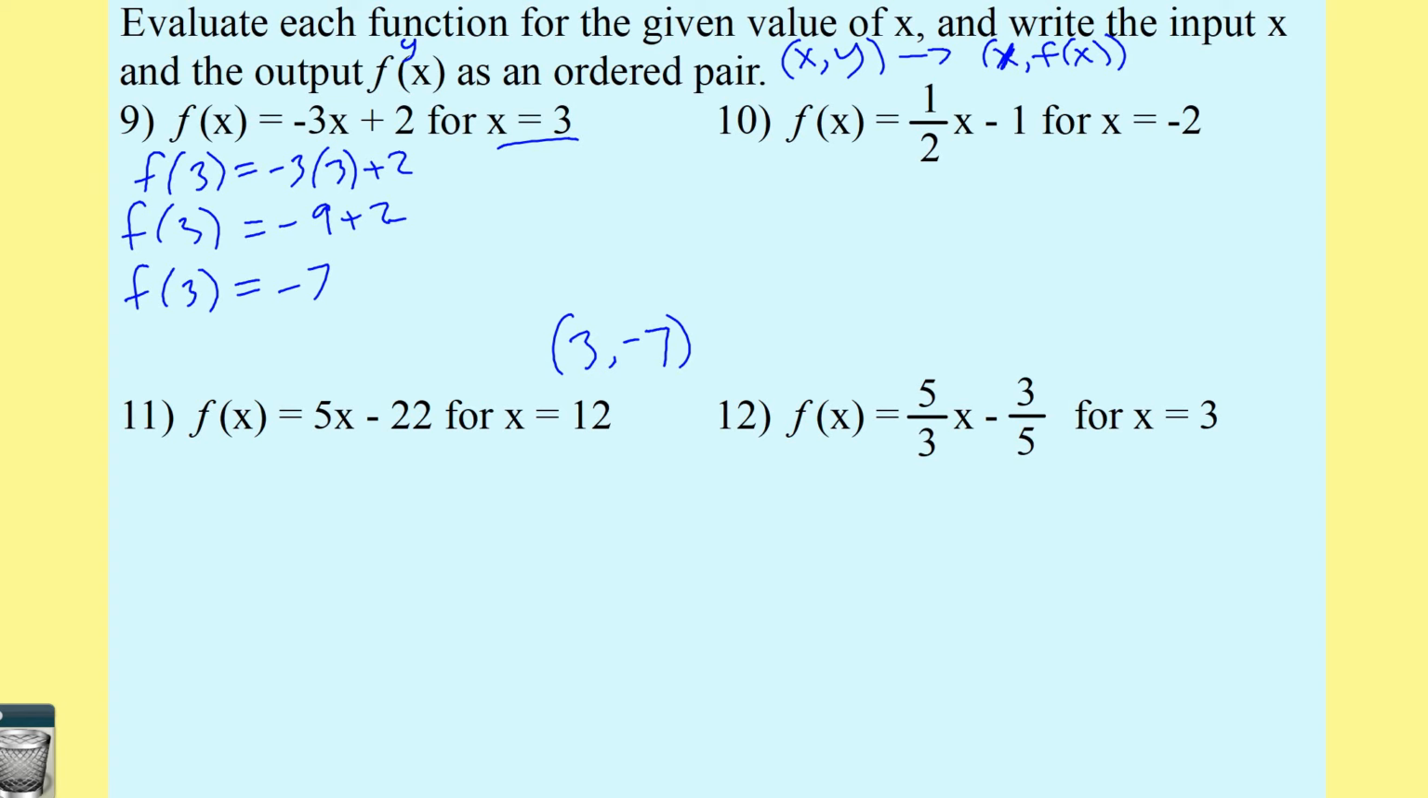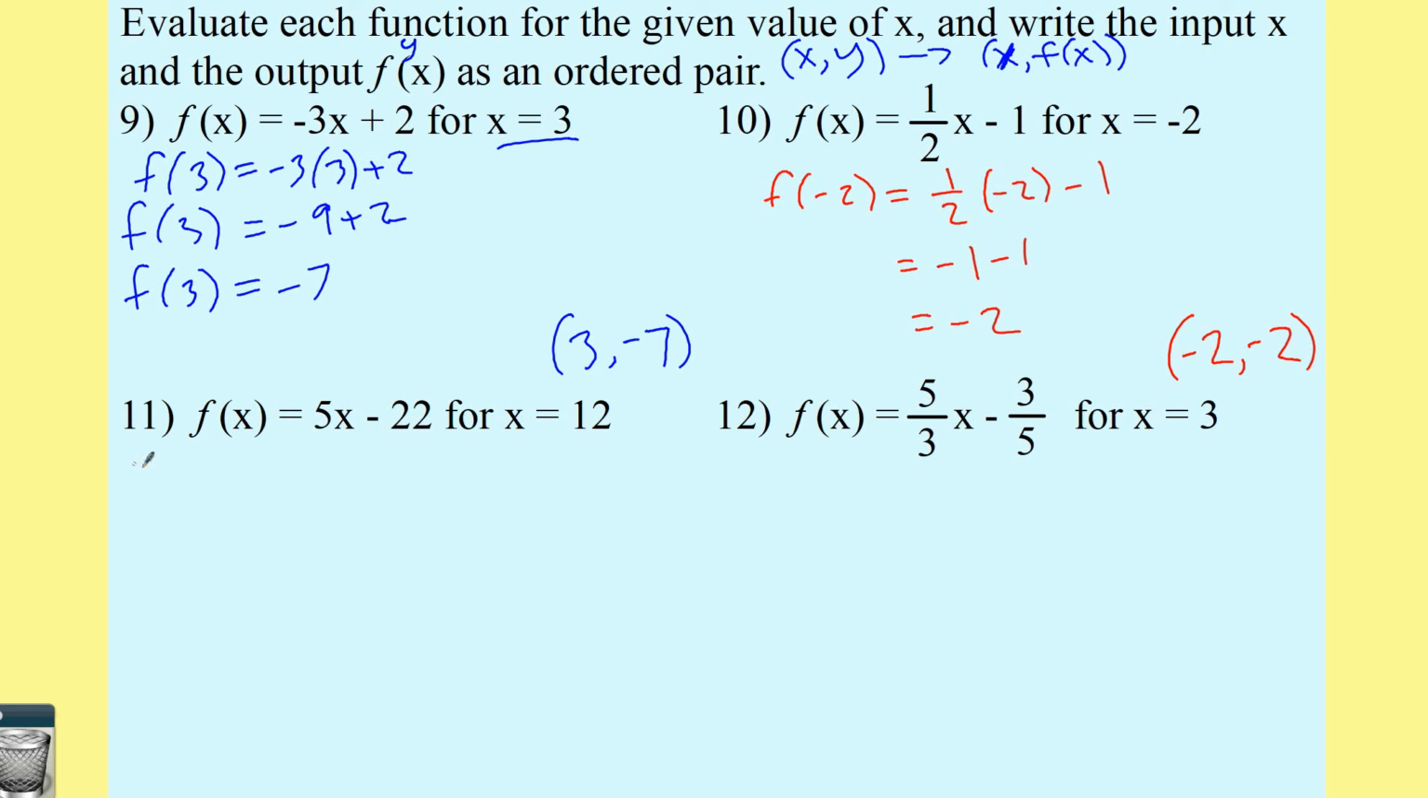All right, number 10, let's plug it in. We want to find it for x is -2. Again, we've got part of our point. We just need to get that y value. We're halfway there. So let's plug in f of negative 2. So 1/2 of negative 2 minus 1. Well, that's just negative 1 minus 1. Negative 2. So here the answer is negative 2, negative 2.